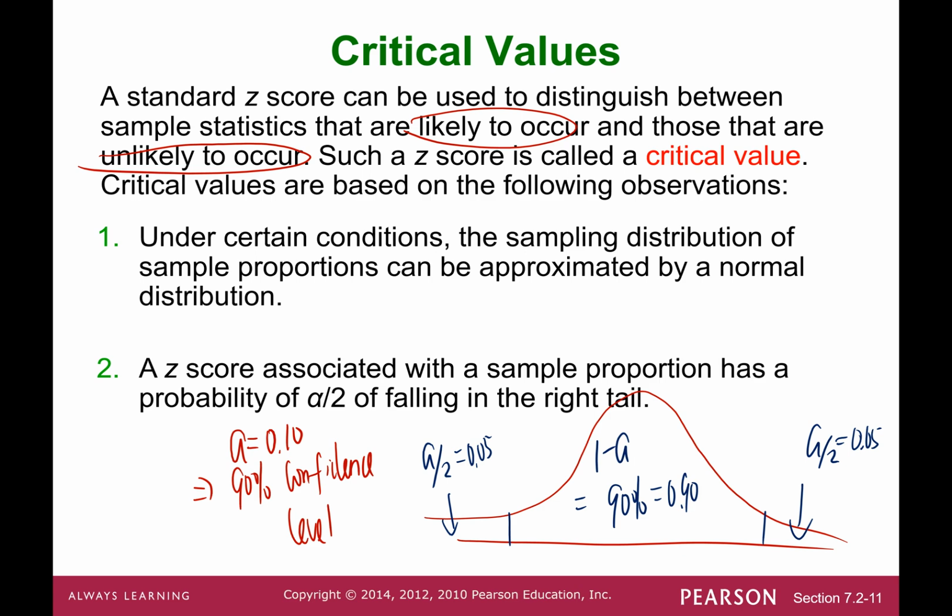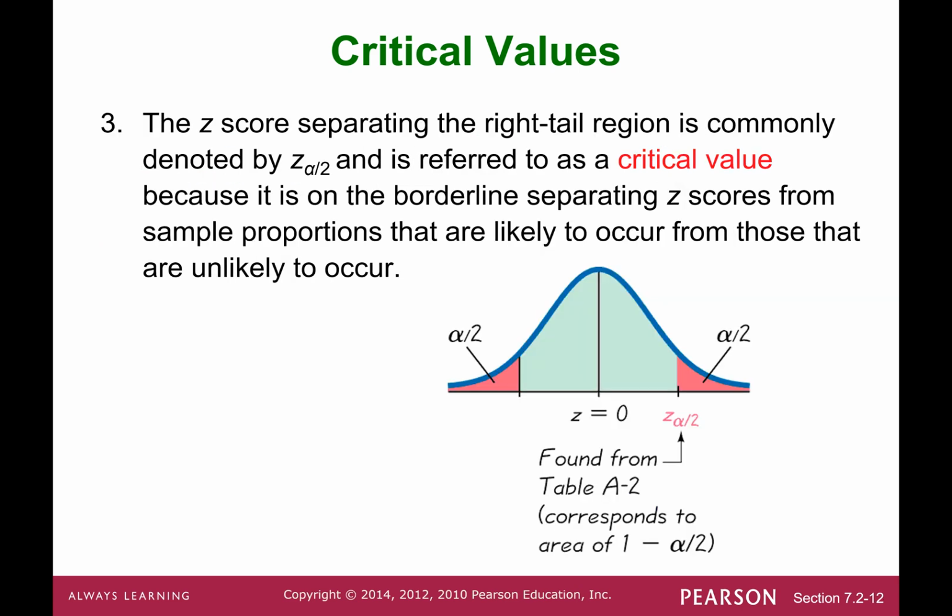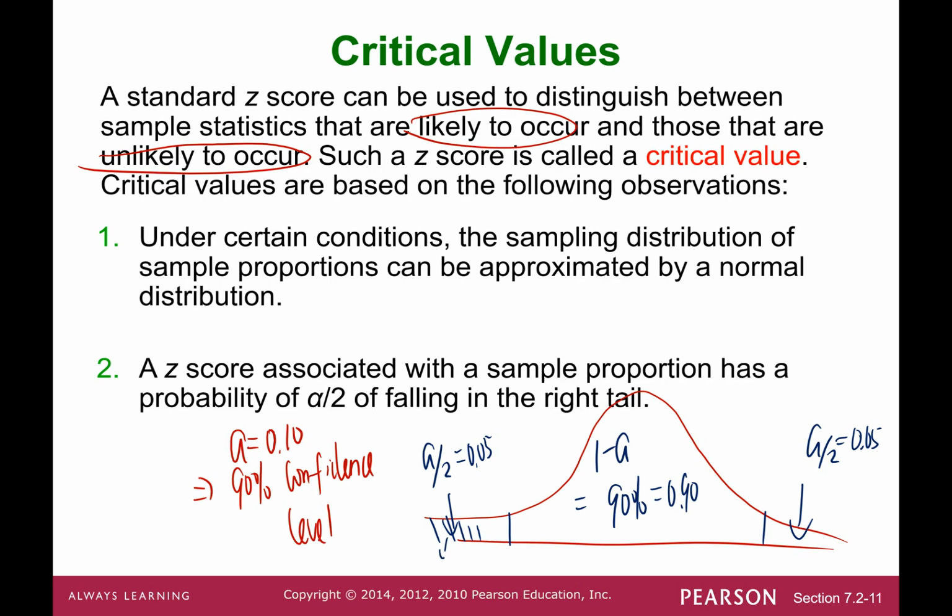So on the two tails, those are the unlikely events. Again, this tail is unlikely, this tail is unlikely, and anything in between is likely. Likely events. So this is how you associate alpha and the confidence level in the bell curve.